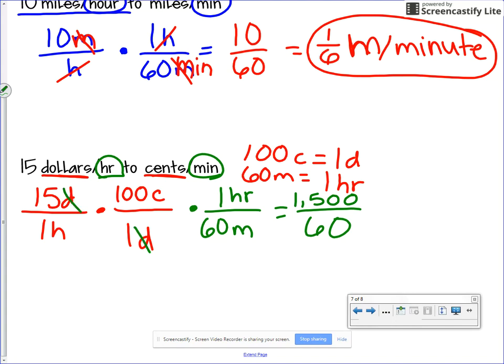Our dollars cancel out, which is what we wanted, and our hours cancel out, which is also what we wanted. Now we just have cents per minute left over. When we divide that, what would we get? I'll give you a moment.